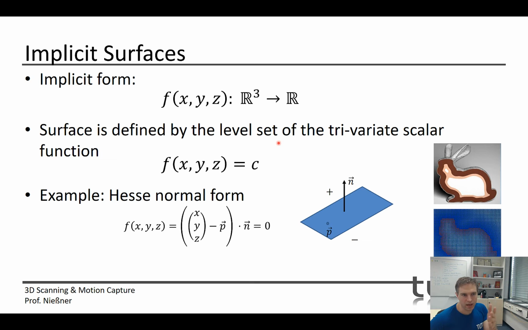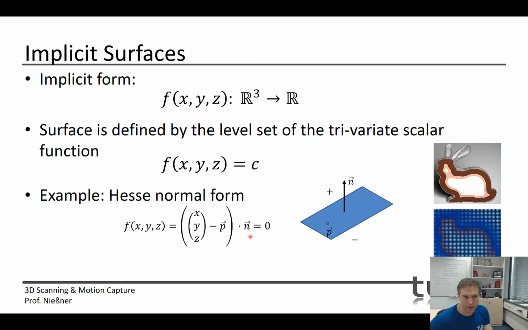Maybe a simple example is the Hesse normal form. This is the standard plane thing. You can define a plane by this implicit representation. You just say you have x, y, z as the query input point, minus the point P that spans the plane, times the normal, and this dot product should be 0. Every vector that lies in the plane, this difference here, times the normal, the dot product should be 0. This is the standard Hesse form.